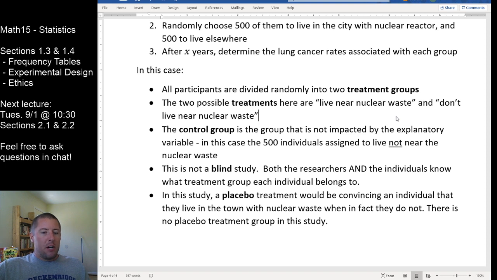That is the group that we refer to as the control group. The control group is the treatment group that doesn't actually receive any of the explanatory variable, right? In this case, since the explanatory variable is being affected by nuclear waste, the 500 individuals that don't live near nuclear waste, those are our control group, the group that we think should not differ from the broader population. Some other words that we should have associated with this, they don't quite apply in this context, but we can bring them up in the sense of any experiment.